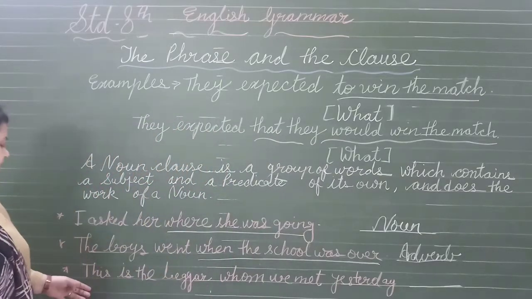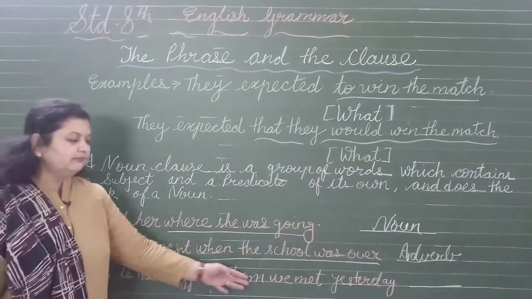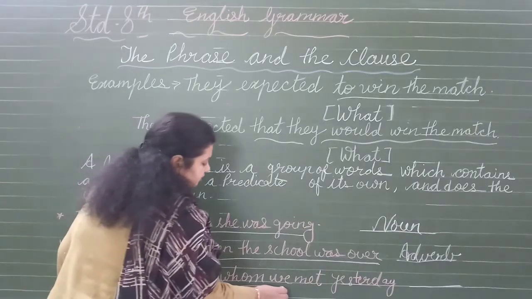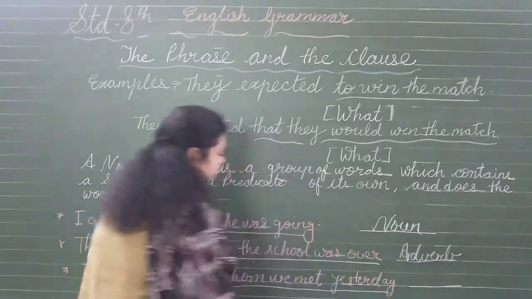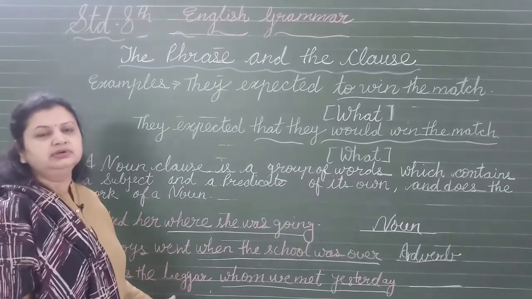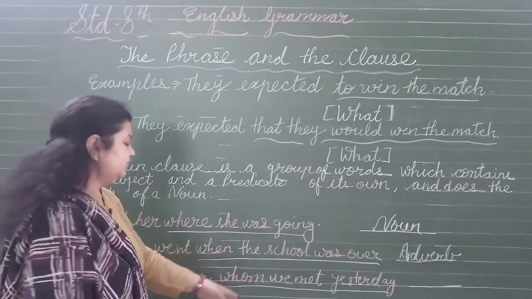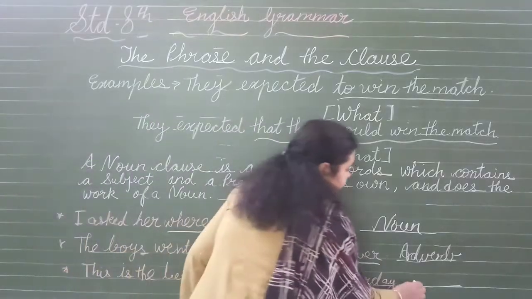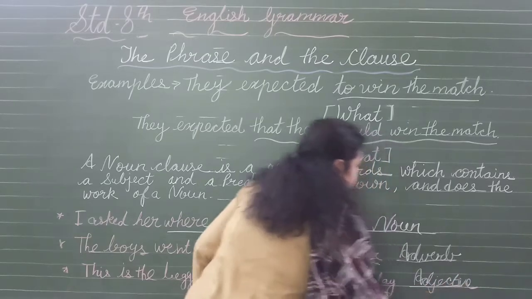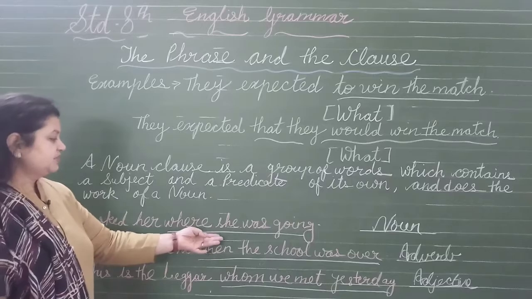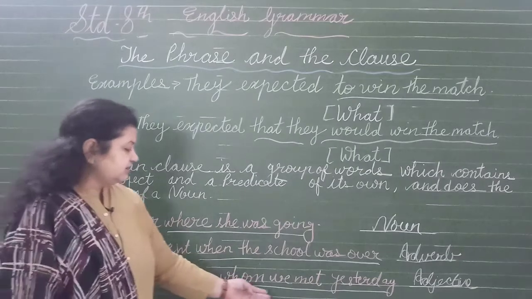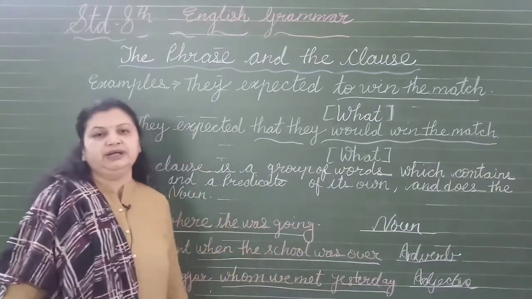Okay, and now the third one is: this is the beggar whom we met yesterday. Here it is qualifying a noun, beggar. So that's why this clause is called an adjective clause, because it is qualifying the noun beggar. So here it is an adjective clause. And you will see that all these sentences have their own subject and predicate. She and was going. Here the school and was over. Here the subject is we and met yesterday is the predicate part.